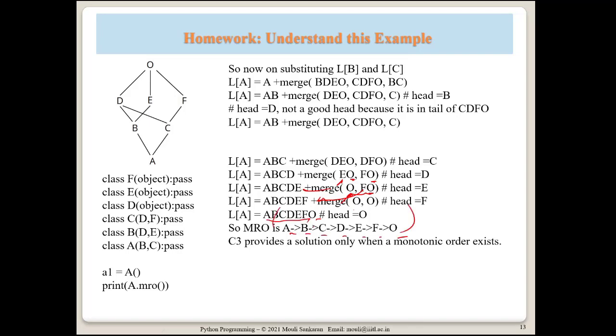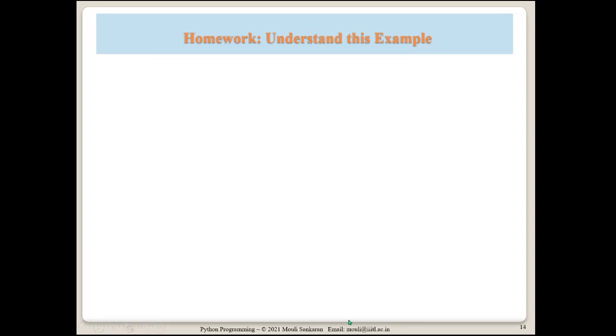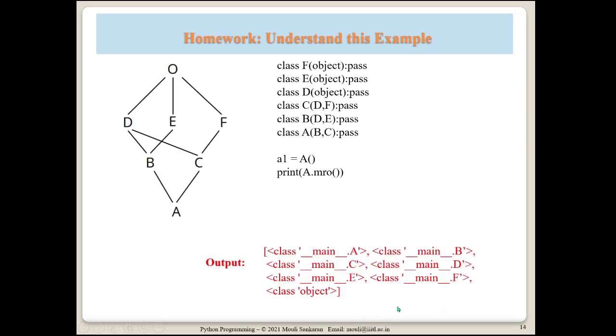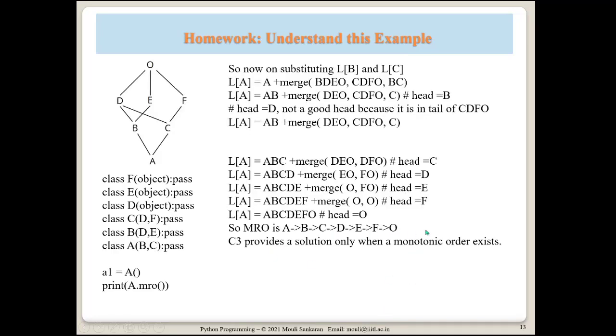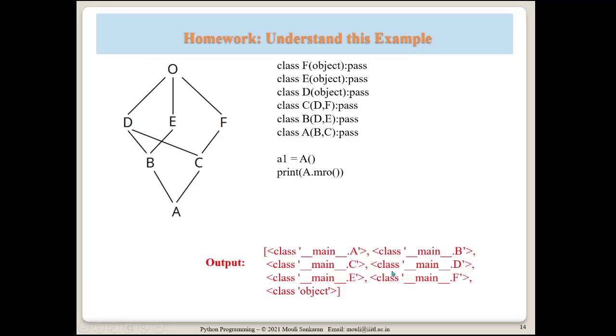This list is made. Now, when I print the MRO, this is the output: A, B, C, D, E, F, O. So this is the algorithm. I hope this is clear.